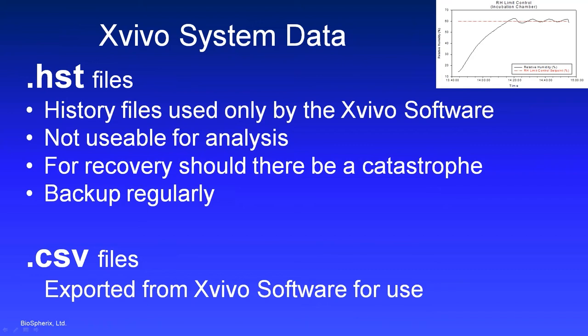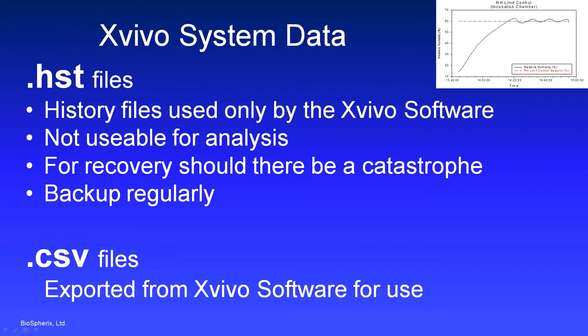It's important, though, to have backups of it because it is particularly useful for recovery of all the Ex Vivo System sensor data should there be a catastrophic loss of your computer. So it's important to back these up regularly. We like to back them up weekly because we figure that, a week's worth of data, we don't want to lose more than that should there be a catastrophic computer issue.